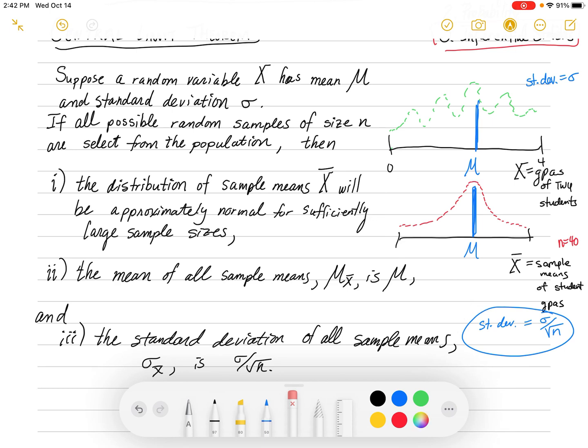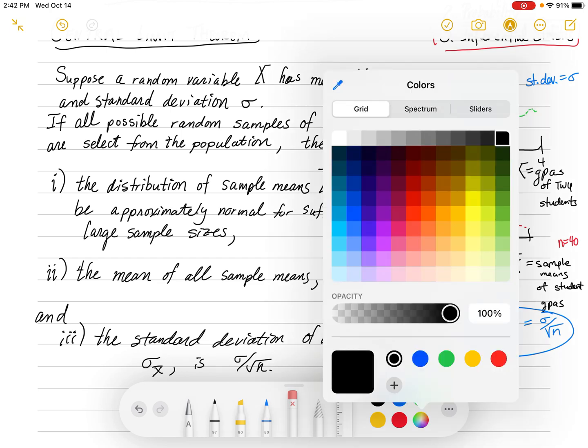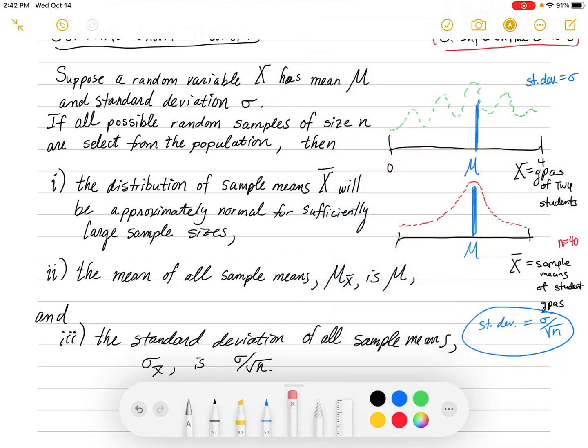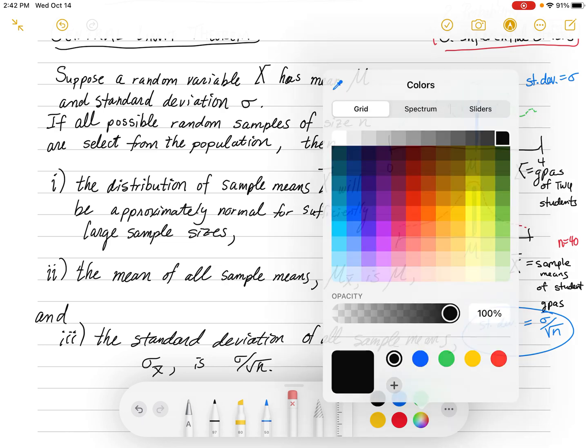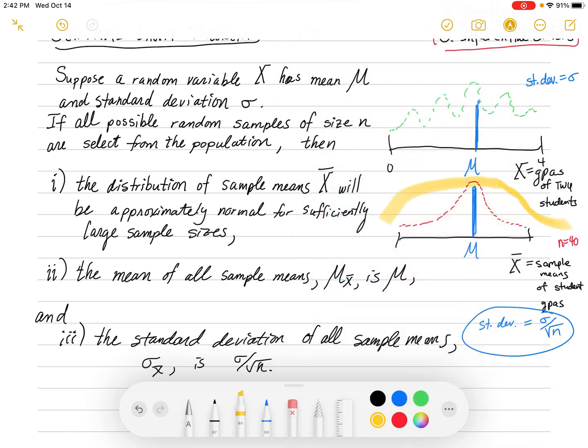Now, let me circle that again. I'll use a highlighter. So this is my sampling distribution right here, surrounded in yellow. So we have a distribution of sample means. You see that red curve there, that's the distribution of the sample means. So the mean of all the sample means is mu, that's in the center. That's the same as the mean of the original population. And the standard deviation for the sample means is sigma divided by the square root of n. So that's the central limit theorem.